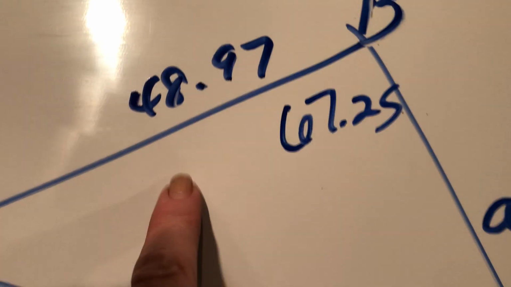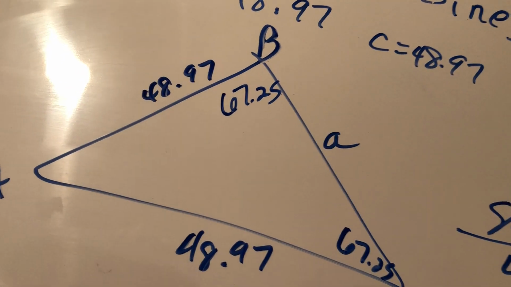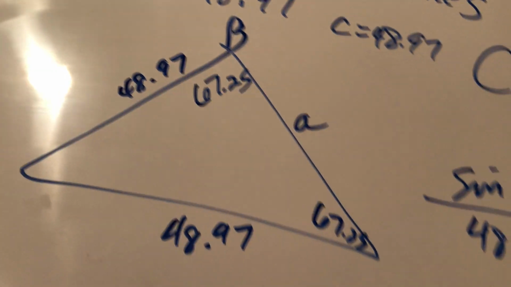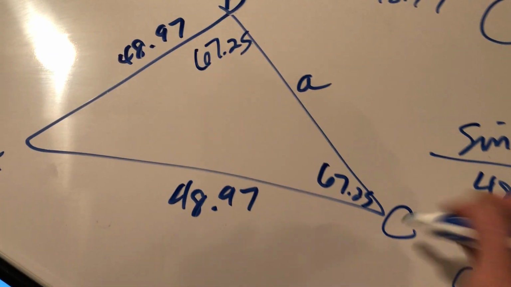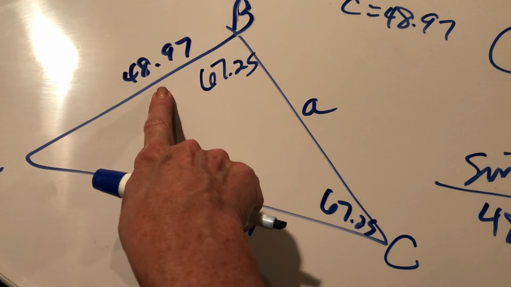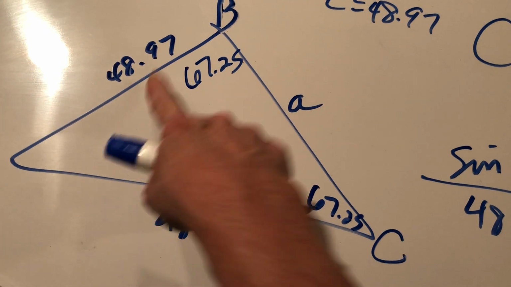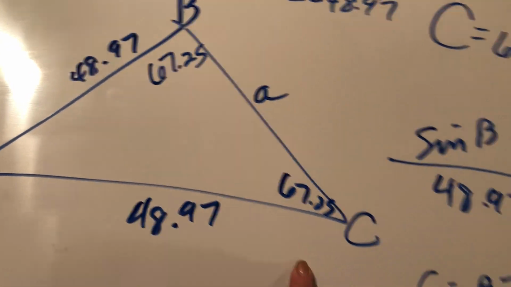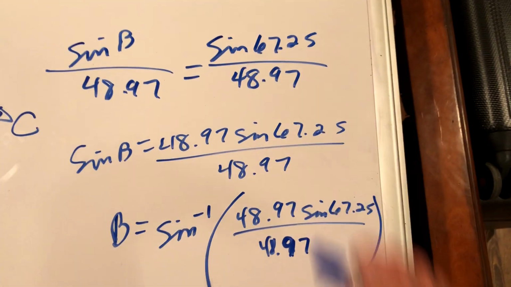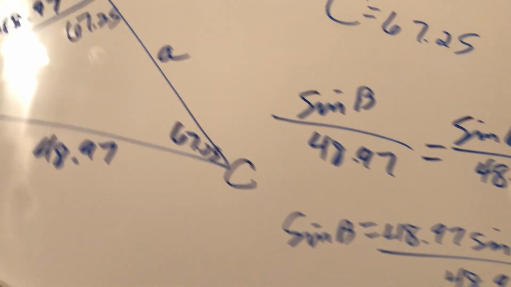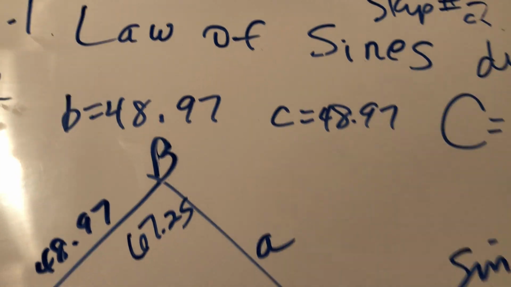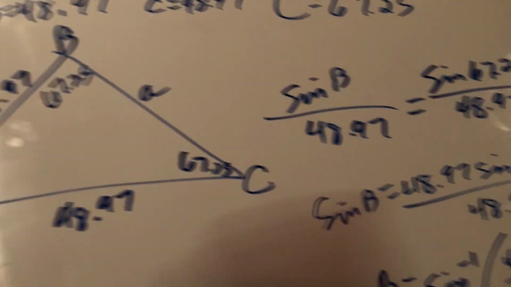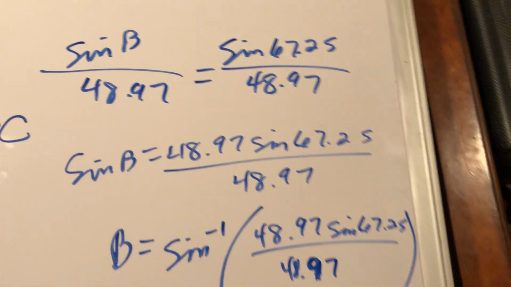Guys, this is an isosceles triangle. You've got two sides that are the same measure. We should have two angles that are the same measure. So with angle C, if side C is 48.97 and side B is 48.97, then B and C should have the same measure. But I needed to show you how to set up the law of sines to get there. Some of you may have already noticed that B and C were the same, so angle B and angle C had to be the same. Anyway, doesn't matter. That's how you set up law of sines to find the angle measure.